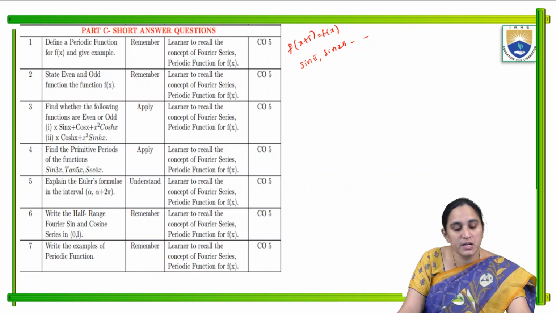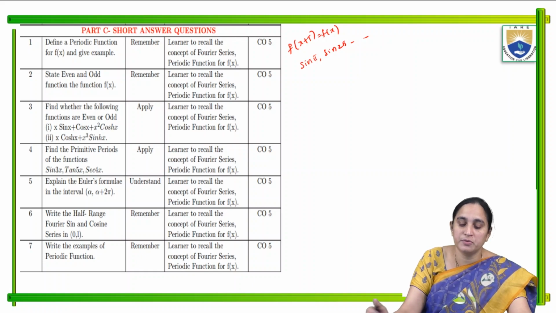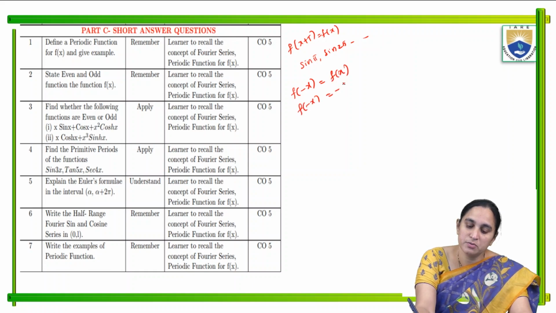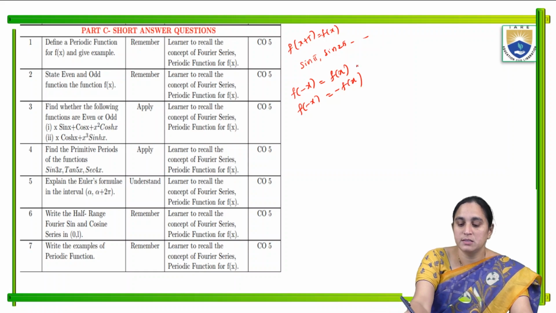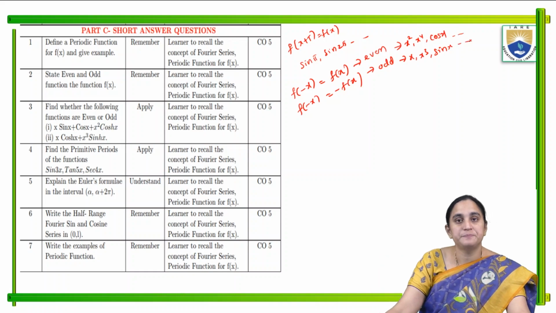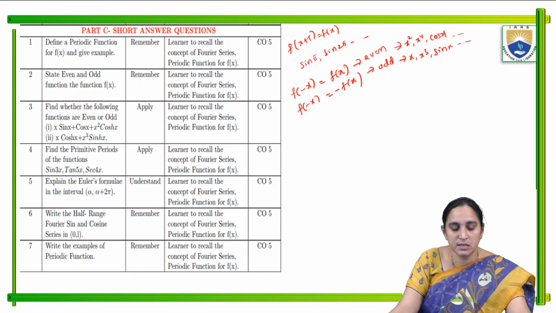Next, second one, state even and odd functions for the function f of x. What are even and odd functions? Even means f of minus x is equal to f of x, and f of minus x equal to minus f of x is an odd function. What are the examples? x square, x power 4, cos x are even, and x cube, sin x are odd functions, and so on. These are the examples for the second question.